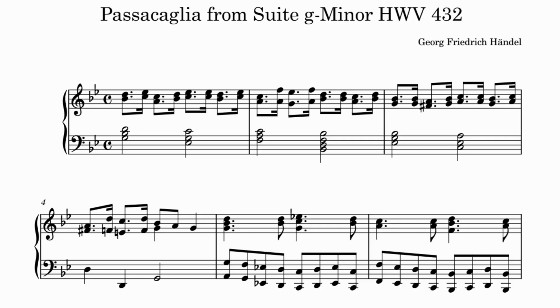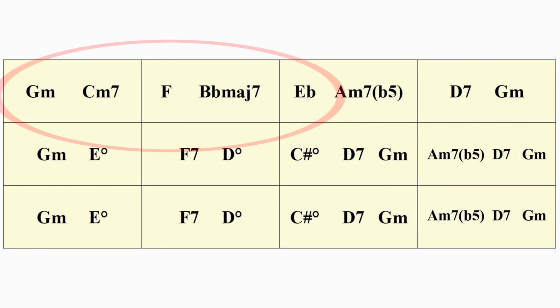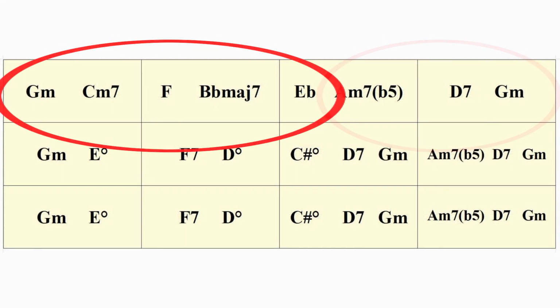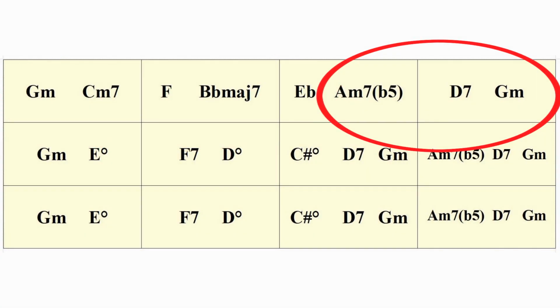It is based on a 4 or 8 measure bass line, the so-called basso ostinato, or simply a harmonic pattern. Handel's Passacaglia is based on the harmonic progression G minor, C minor, F major, B flat major, E flat major, A minor half diminished, D major and G minor. It consists of all the scale degrees of the Aeolian scale in G minor, arranged as a descending fifth progression. The descending fifth progression concludes with a 2-5-1 cadence in G minor.